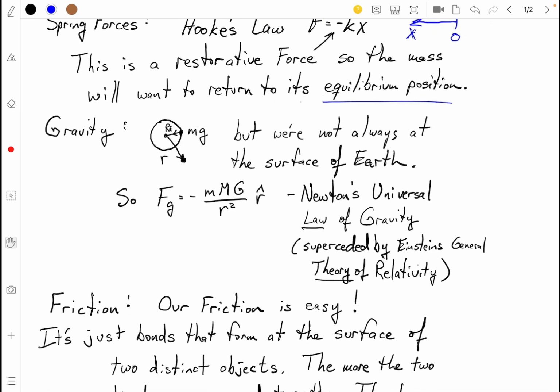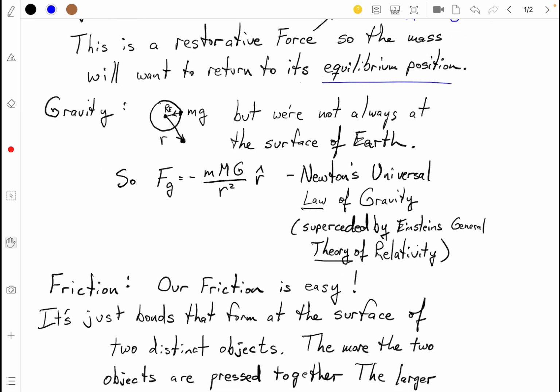Okay. So gravity. Gravity is the one thing that we're really working with technically, and so we talked earlier about how the force of gravity equals mg, right? But that's if we're at the surface of the Earth. But we're not always at the surface of the Earth. Sometimes we're out in space. I don't know. Maybe you're an astronaut on your weekends. I don't know.